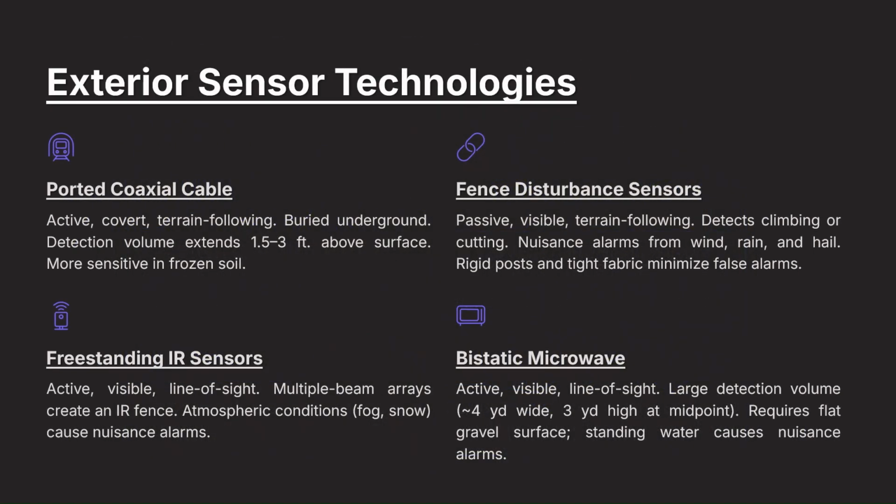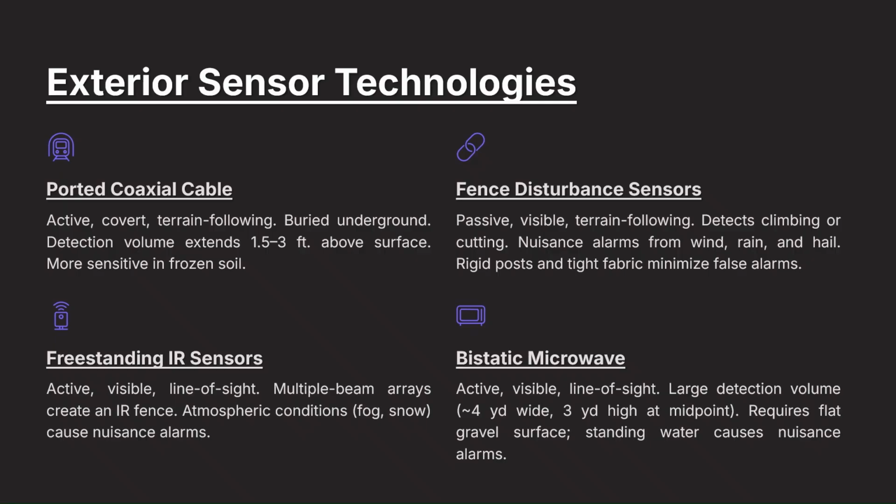Exterior sensor technologies vary based on application and environment. Ported coaxial cable sensors are buried and detect pressure or movement, making them suitable for covered perimeter protection. Fence disturbance sensors detect vibrations or cutting attempts on fences.